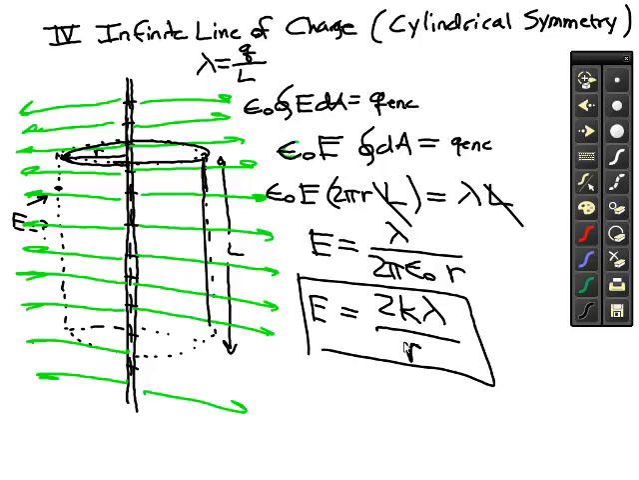Does it make sense to you that the length of the string canceled out? The length of our cylinder, sorry, it's not the length of the string, it's the length of our Gaussian cylinder. Does it make sense to you that it canceled out? Should the E field there depend on the length of an imaginary cylinder we put around the string? No. It doesn't matter where we are on this string, as long as we're the same distance from it, we're going to experience that E field.